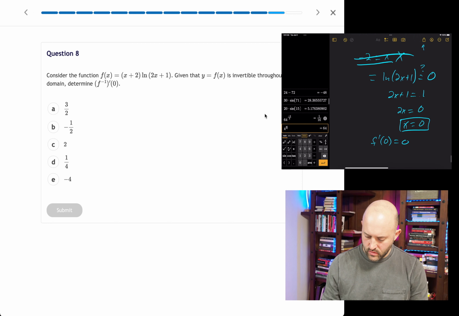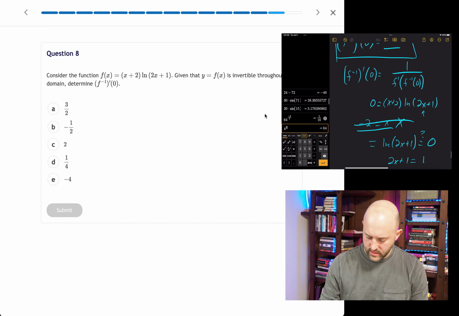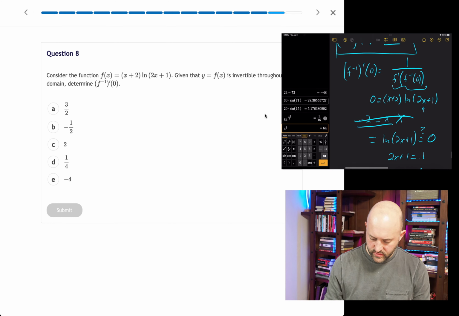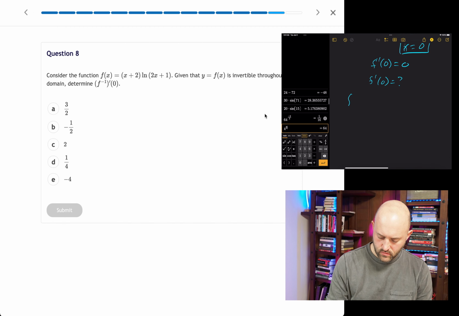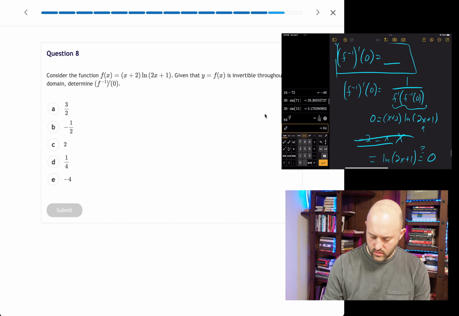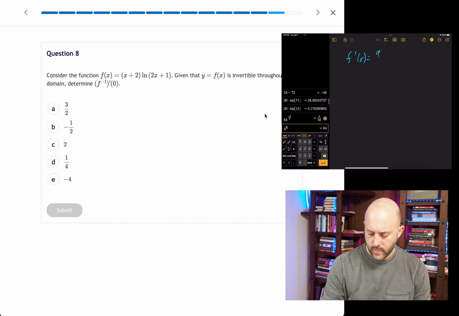Okay, so now we need to do what is, oh, this is f inverse of 0. What is f prime of 0? Because that's the piece that goes here. So let's do the derivative of the function. So f prime of x equals d/dx of (x plus 2) natural log of 2x plus 1. I'll just scroll down and keep it here.